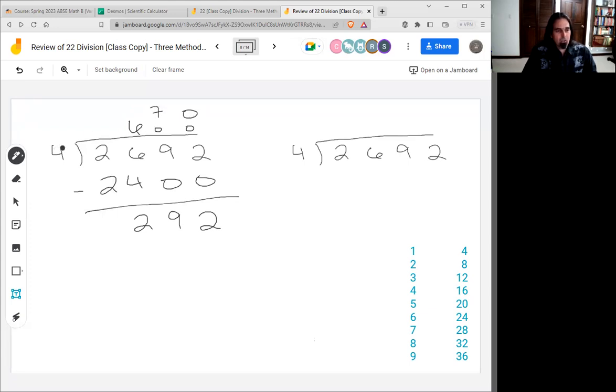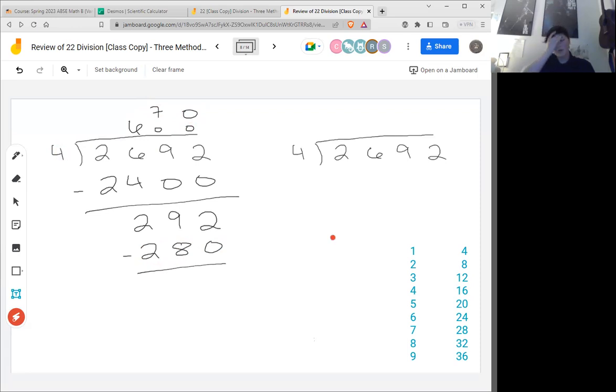So 70 cards to 4 people is going to be 280 cards being passed out. Again, 7 times 4 is 28, and the 0 kind of just floats around and goes at the end for that multiplication shortcut.